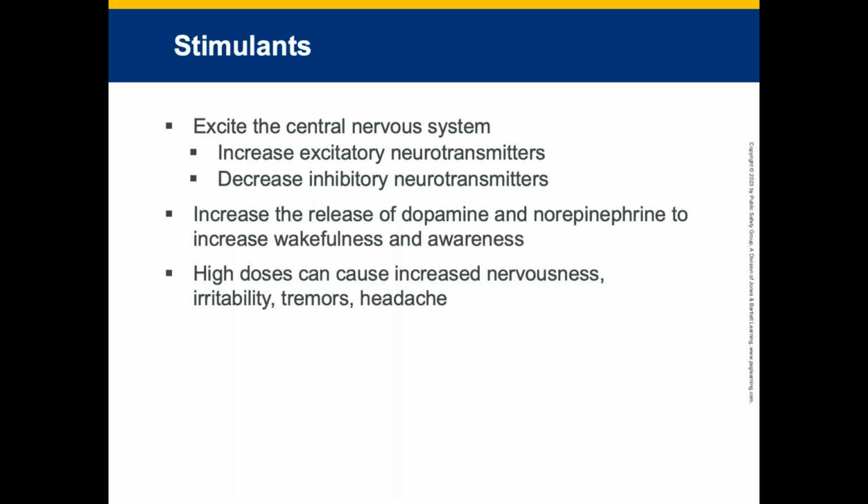Stimulants exert action by excitation of the central nervous system, which then increases excitatory neurotransmitters or decreases inhibitory neurotransmitters. Examples of this would be like caffeine and cocaine, and prescription and illicit amphetamines. So we're going to cover more of this stuff in toxicology as well. We'll get more in depth in all this. This is kind of more of an overview.